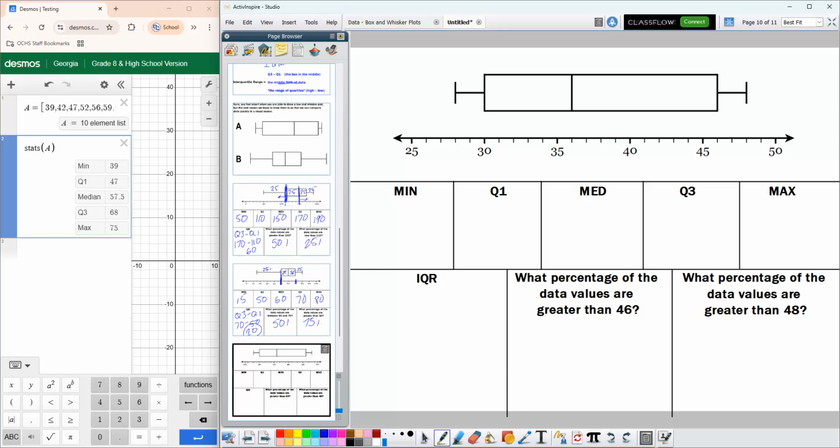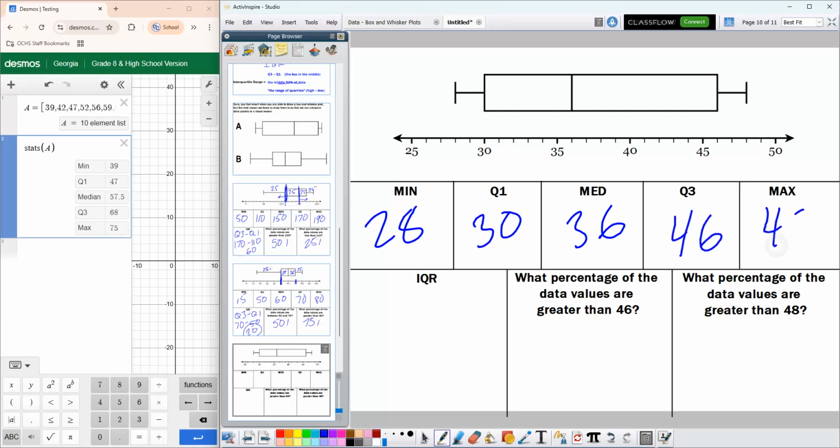Minimum. All right. What are we going up by? Looks like 1, right? 25, 26, 27, 28, 29, 30. So the minimum is at 28. Q1 is at 30. The median is 36. Q3 is 46. And maximum is 48.